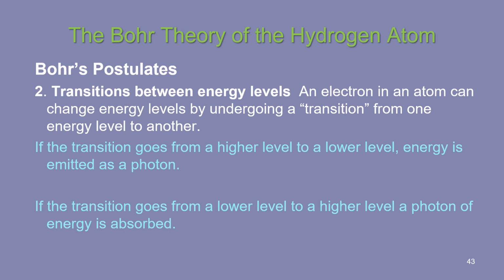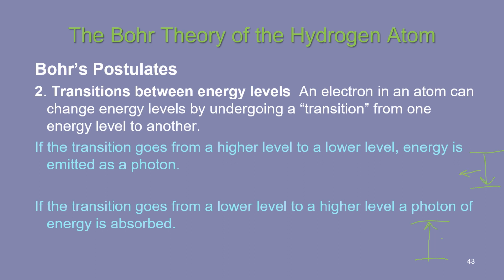Okay, so Bohr's second postulate, which I kind of described a minute ago, is that transitions can occur only between energy levels. So an electron can change energy levels by undergoing a transition from one energy to another. If it goes from a low level to a high level, energy has to be absorbed. That's this one. If we're going up, energy is absorbed. And if we start at a high level and go down to a low level, energy is emitted. And it's emitted as a photon.